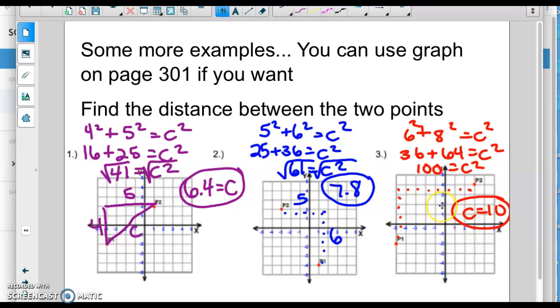Okay, so on your assignment that you're about to do on digits, it is distance on the coordinate plane for the first few problems, and then it is review of all of topic 12.